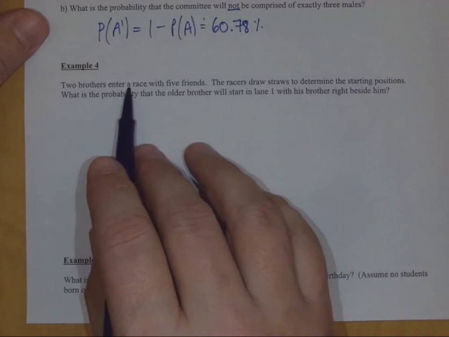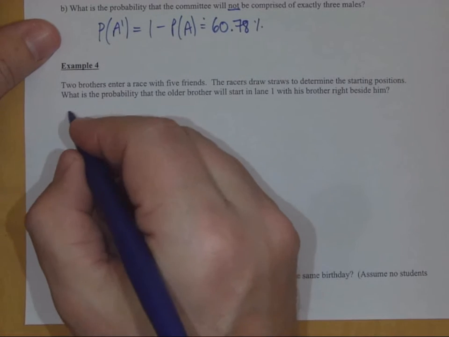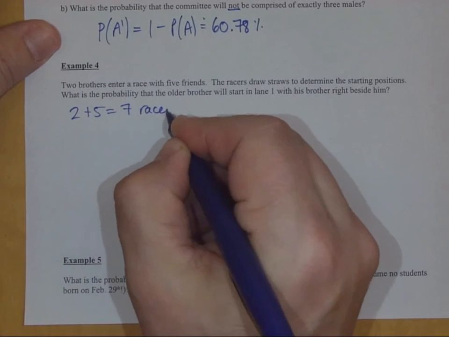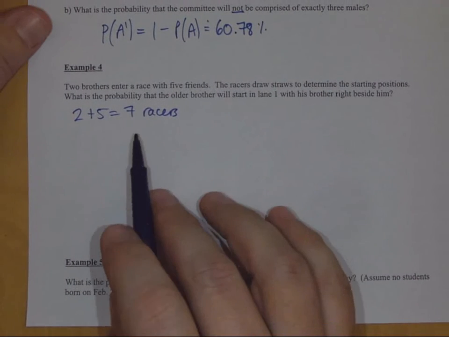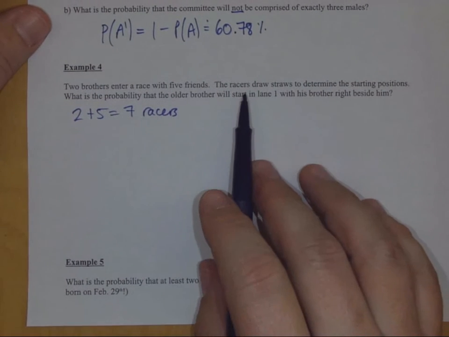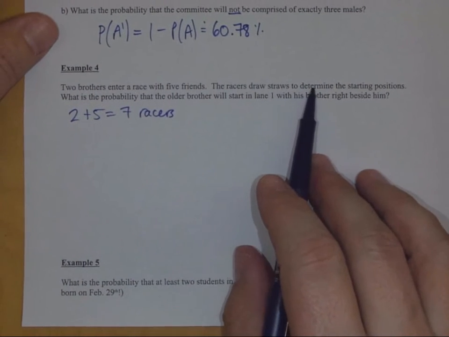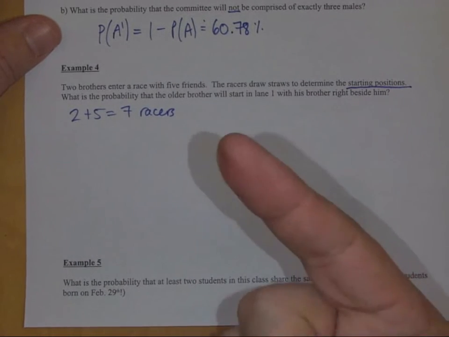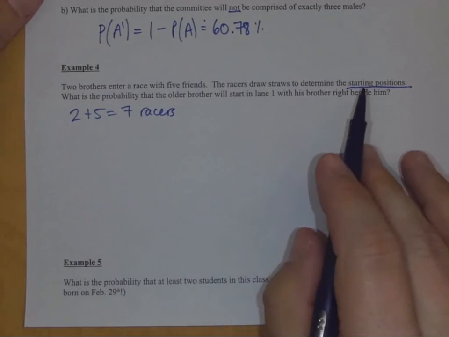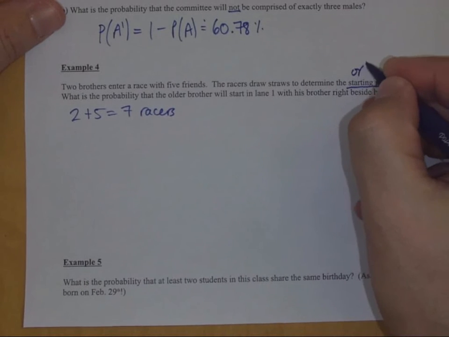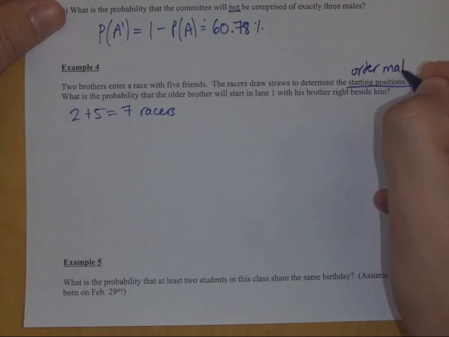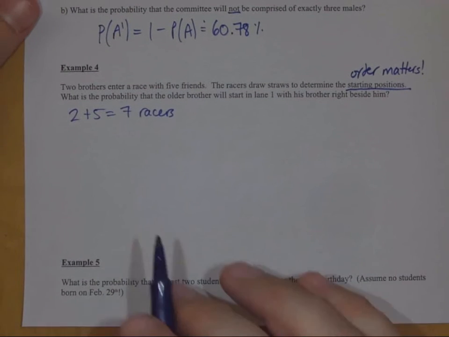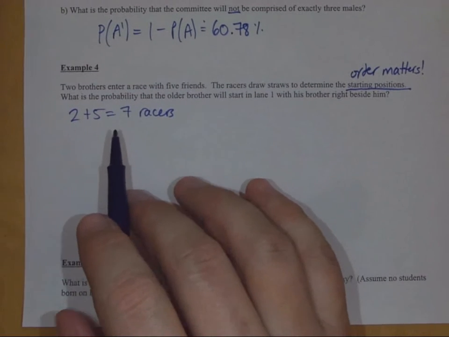We have 2 brothers that enter a race with 5 friends. Well, that means we have 2 plus 5 equals 7 racers total. That's important to know how many racers there are. The racers draw straws to determine the starting positions. Well, if they're starting positions, first, second, third, that means that order matters. Definitely order matters in this question. So I'm not thinking combinations, I'm thinking, you guessed it, permutations.